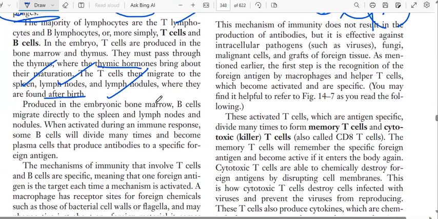Produced in the embryonic bone marrow, B cells migrate directly to the spleen and lymph nodes and nodules. When activated during an immune response, some B cells will divide many times and become plasma cells. They produce antibodies to specific foreign antigen.